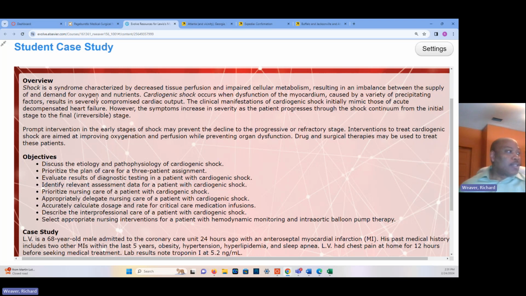All right. So that's the overview. It's a bit more in detail, but trust me, you need it.